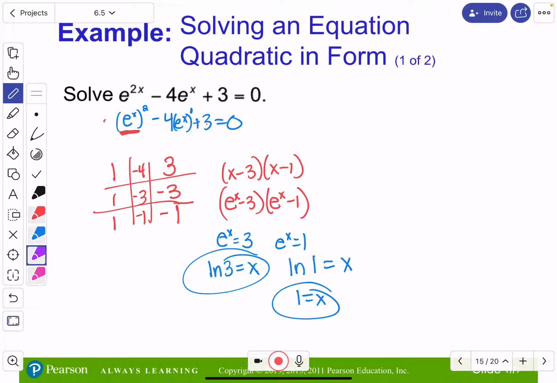So anytime it looks like a quadratic, you can solve it. Just remember to substitute the right values back in your final solution step.